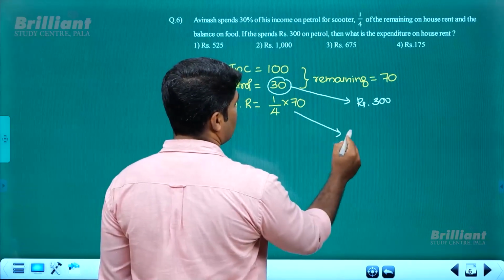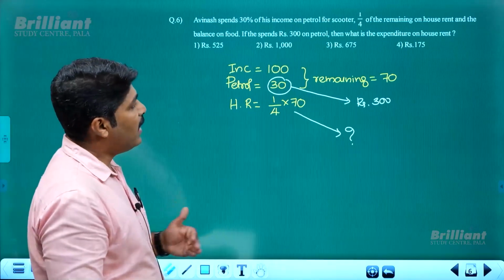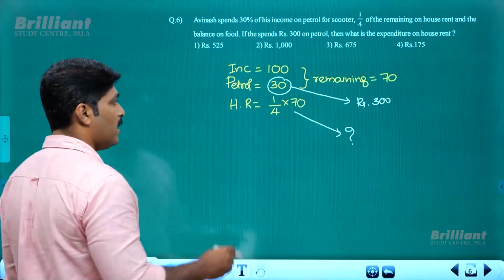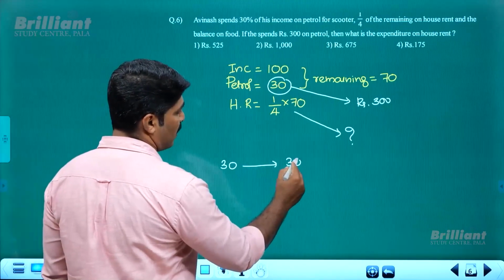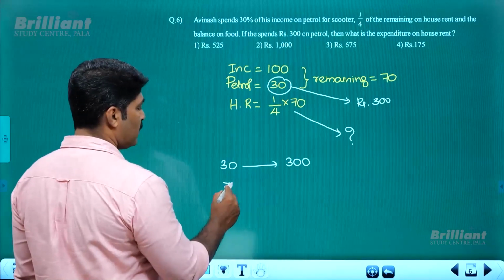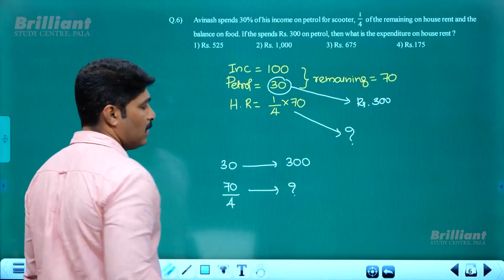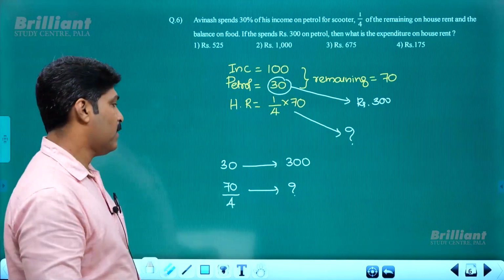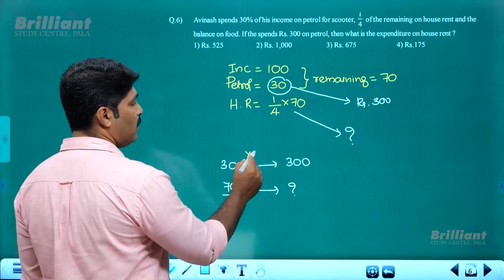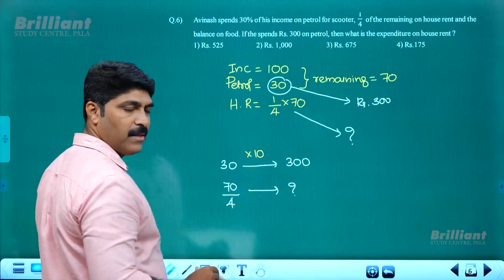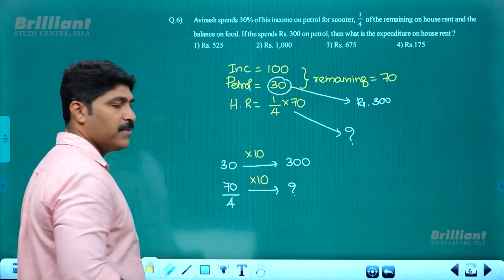Then what about this value? That we have to find out. So if this 30 is rupees 300, like that we can develop the step. 30 is representing rupees 300. Then 70/4 is representing how much? Got it? Think about it, that's a unitary method. This 30 into 10 will be equal to 300. Therefore, 70/4 into 10 will be equal to the answer.